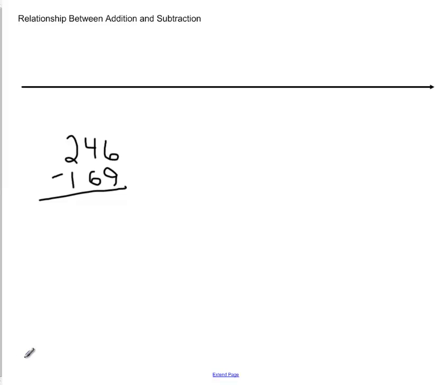Also, we mentioned in the standards that the relationship between addition and subtraction is another important concept that we're getting out of 2nd grade. The open number line is also helpful for this. If I'm starting at 246 and I want to subtract 169, I'm trying to figure out where that's going to leave me on my number line.